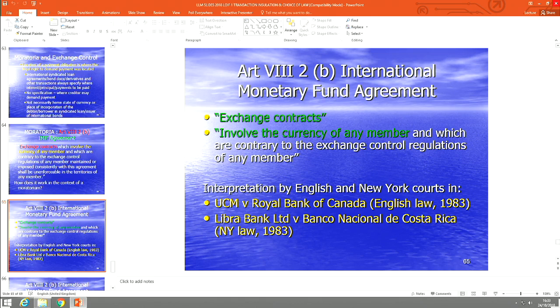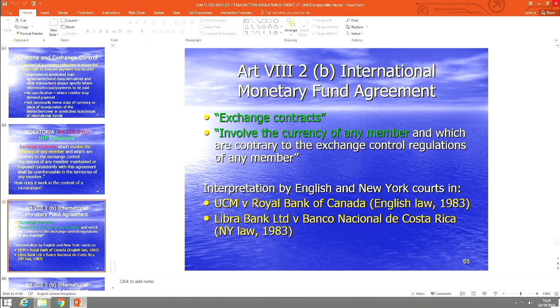So Argentina, for example, was not permitted to plead Article 8.2b in the New York courts. UCM was not allowed to plead Article 8.2b in the English courts when pursued by Royal Bank of Canada. And therefore, Article 8.2b is removed from creating uncertainty in the global financial markets. It's a huge milestone, moving Article 8.2b out of the realm of applicability in relation to loans, bonds, securitizations, and just about every other type of transaction that you see in the global markets.